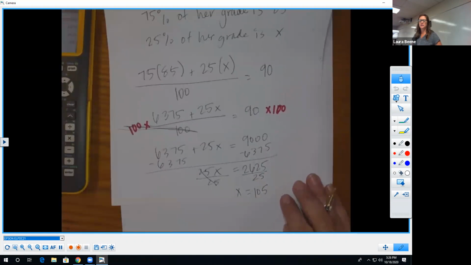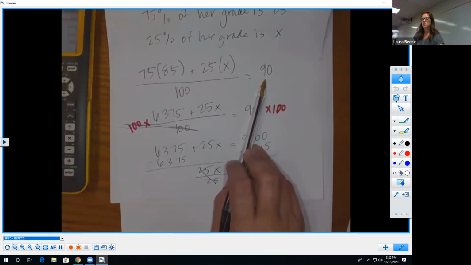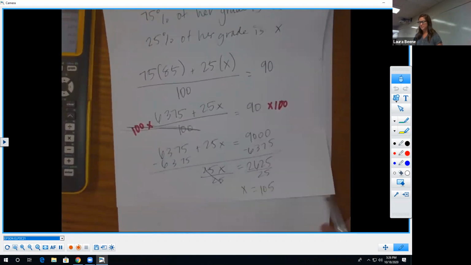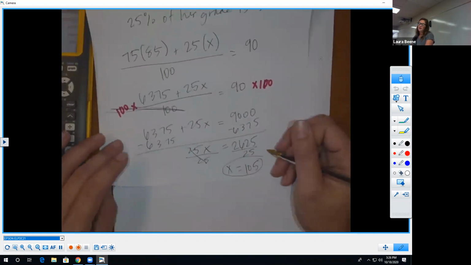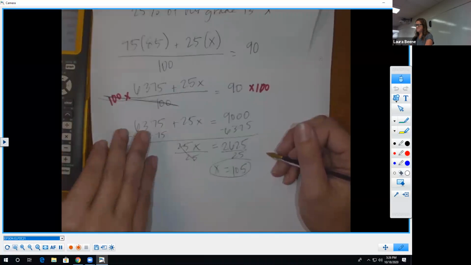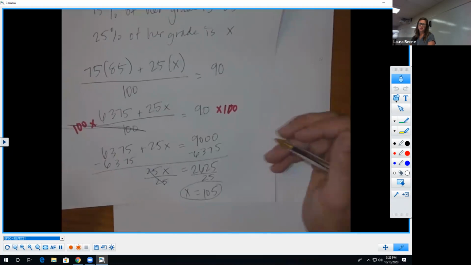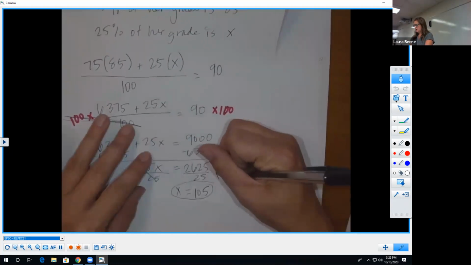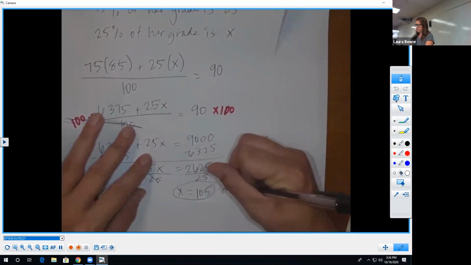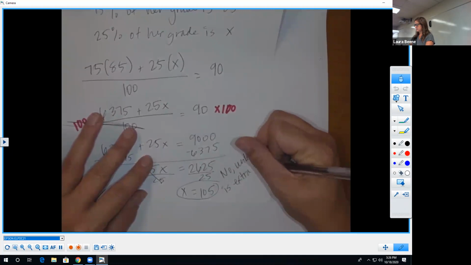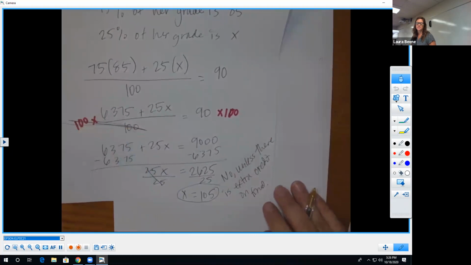So what that tells me is, to get an A in the class, a grade of a 90 in the class, she has to make 105 on the final exam. So to answer the question, can she make an A in the class? Depends on the final exam. If there's no extra credit on the final exam, then no. But if there's extra credit on the final exam, she could possibly. So I would just write something like, no, unless there is extra credit on the final. So something to that extent.